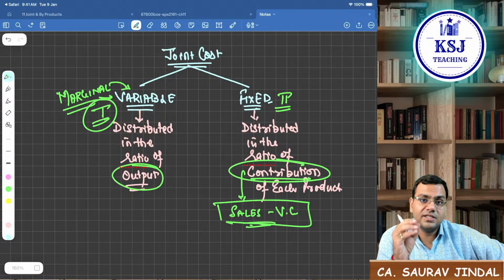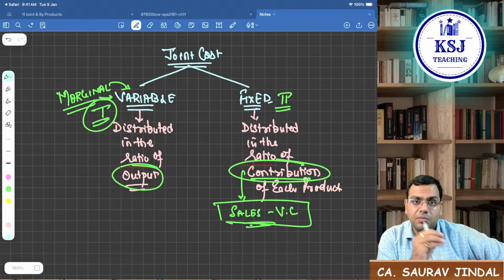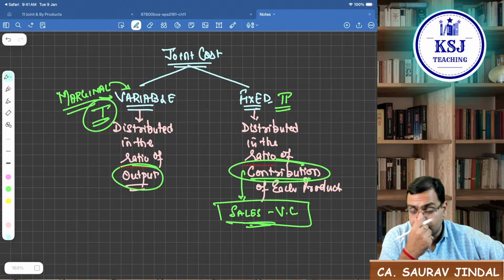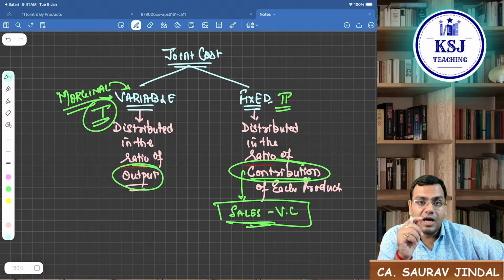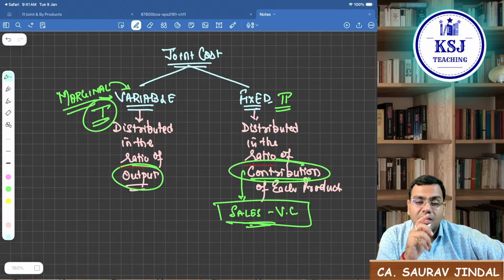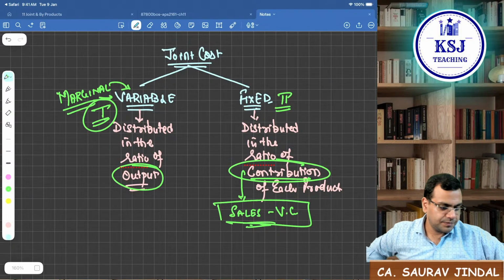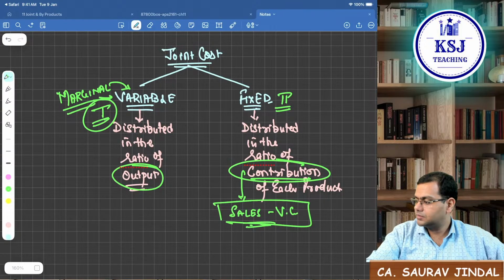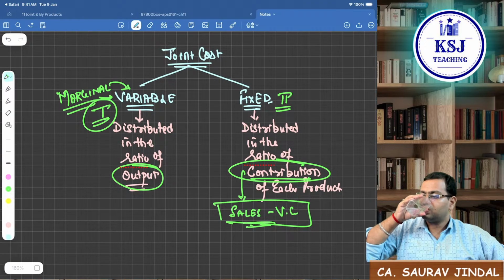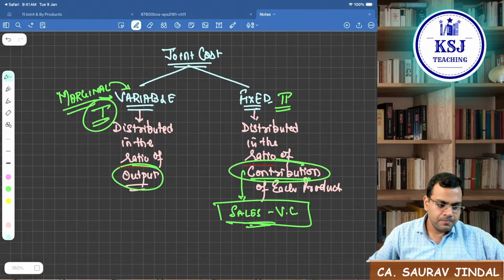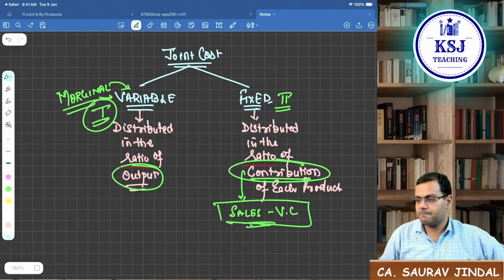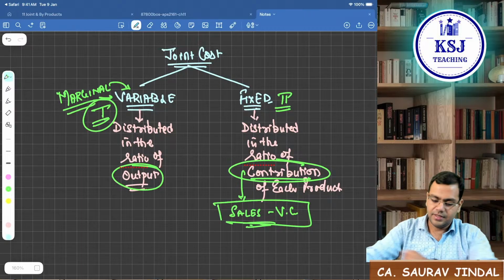Contribution is that profit that tells us, after recovering the variable cost, the cost which is dependent upon the number of units, the cost which is directly related to the units, after recovering that cost, do we have something left to pay to recover our fixed cost or not? Right? Clear with this, everyone? Correct? Okay.